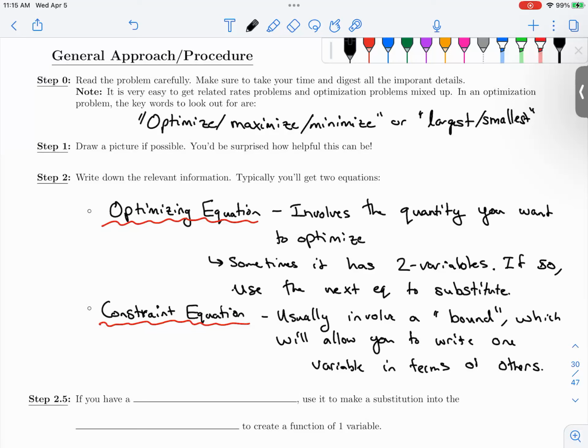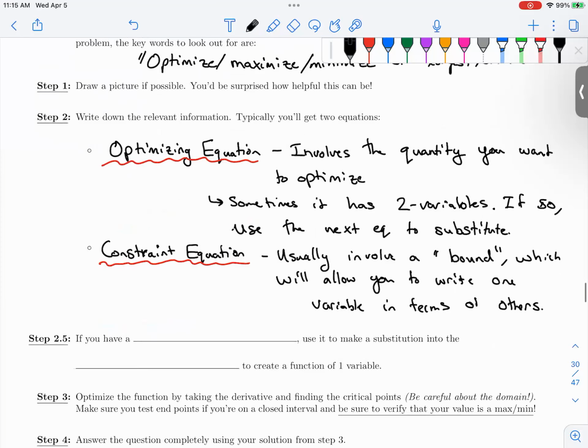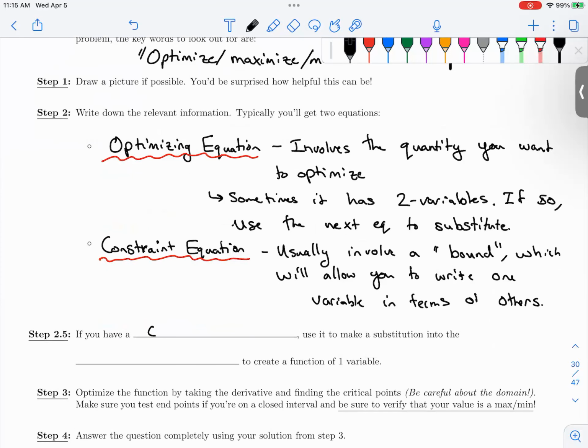Now, step 2.5 is that if you have a constraint equation, use it to make a substitution into the optimizing equation to create a function of one variable. So if you have X's and Y's in your equation, then you can write X in terms of Y by your constraint equation and then substitute that in, and now you have a function that's purely in terms of X or purely in terms of Y.